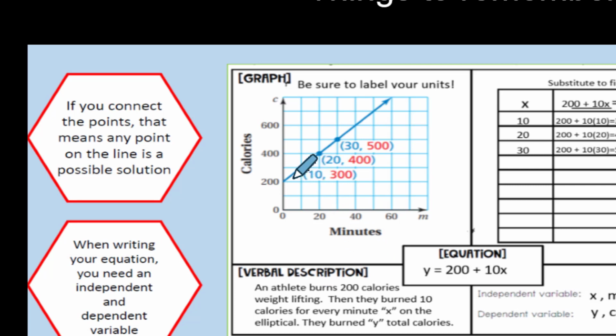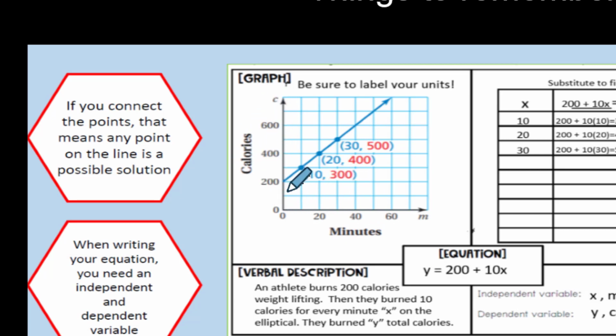So if there is a line connecting the space in between your points, that means any part of that line is a solution, something that could actually happen in the situation. So you have to ask yourself, is it possible for that athlete to be working out a portion of a minute and burn portions of calories?